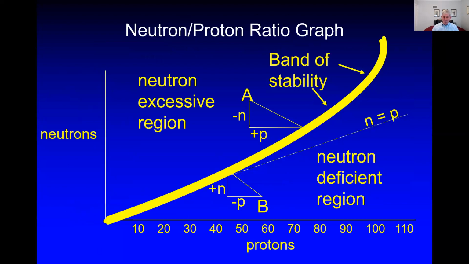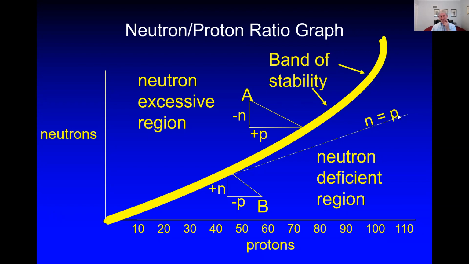We plot neutrons versus protons. This yellow line is referred to as the band of stability. That is where it's totally stable. You'll note that it is not linear. It doesn't come out on this straight line where n equals p. That works great for the first 8.